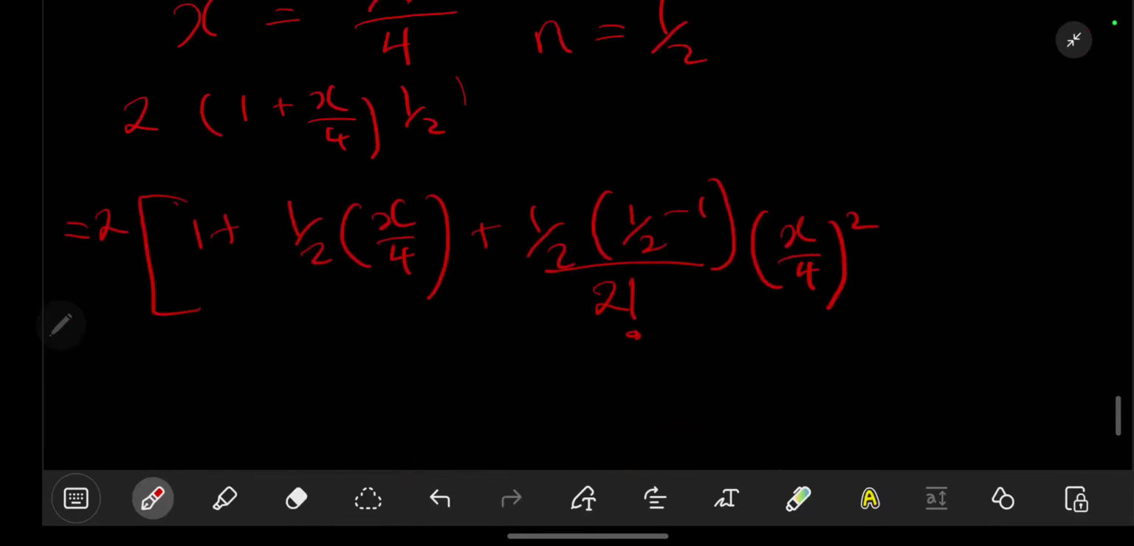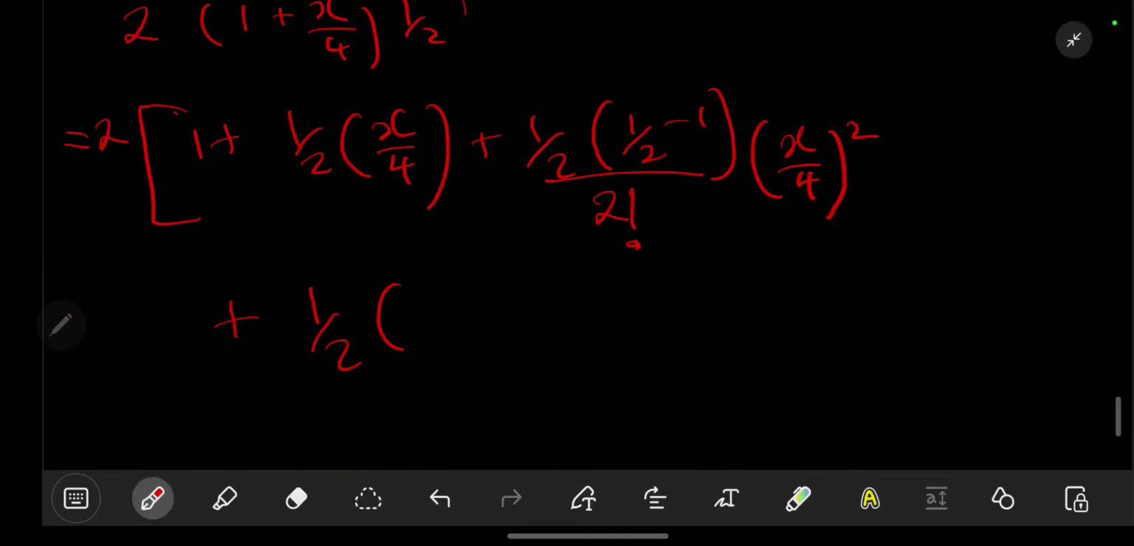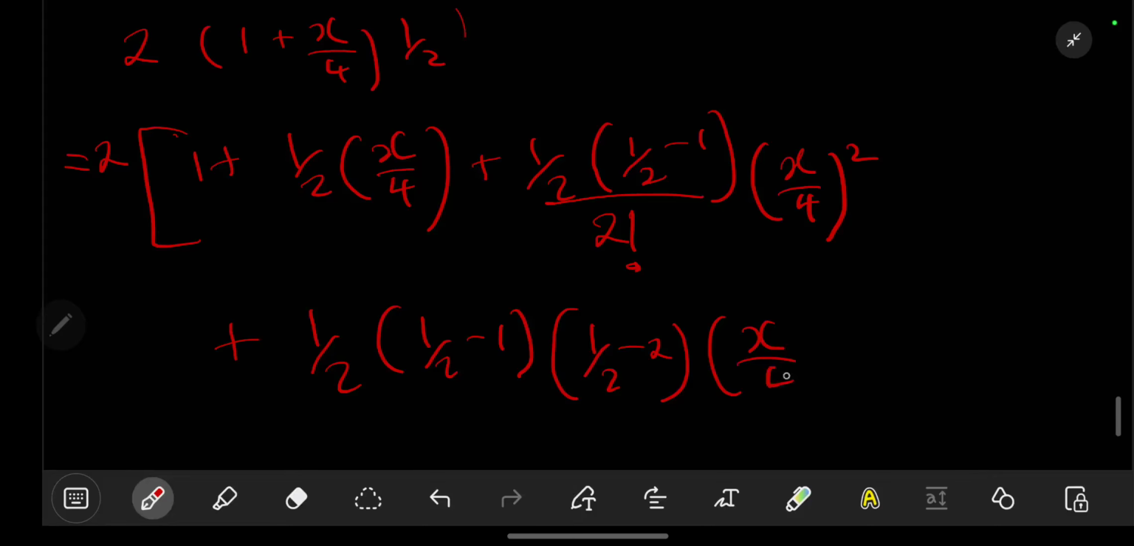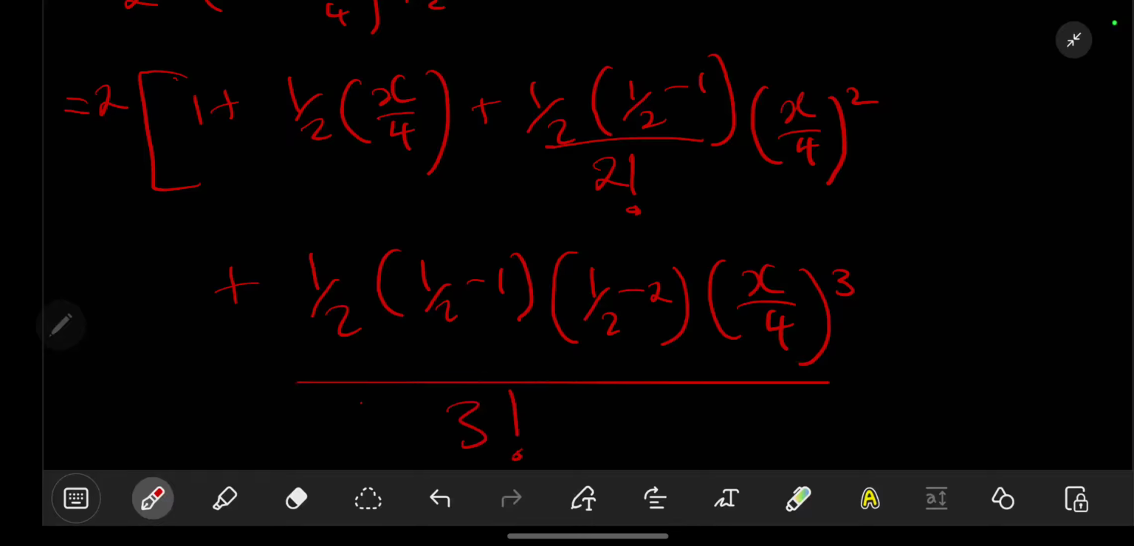Then we have plus, so due to space, I'll say plus n, which is half, open brackets, half minus 1, half minus 2. Then where there is x, you are going to put your x over 4 to the power of 3, like that, over our 3 factorial. So with that done, we are going to continue.